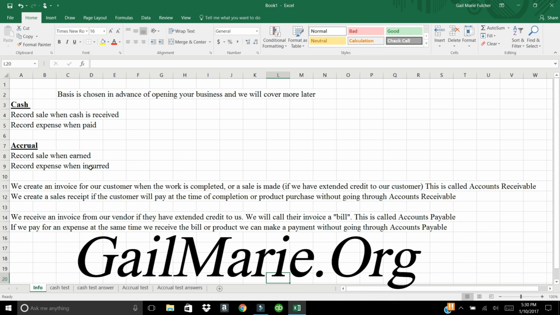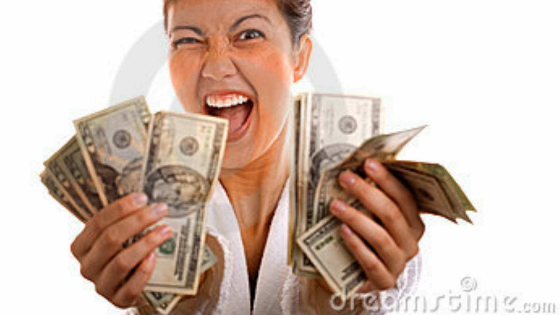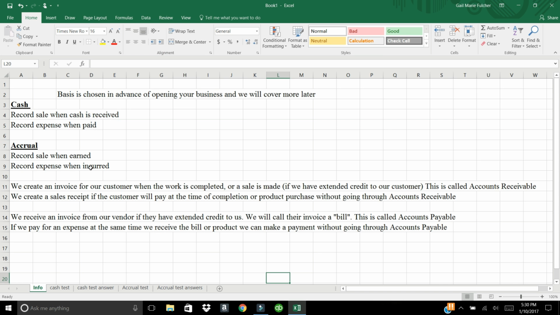This is test number 5, following video number 5, cash versus accrual. Okay, let's just do a little overview. When we use the cash basis, we record the sales at the time we receive the payment. The same with the expense, we record the expense at the time that we make the payment. Very easy on cash. There's not really a whole lot to explain there.